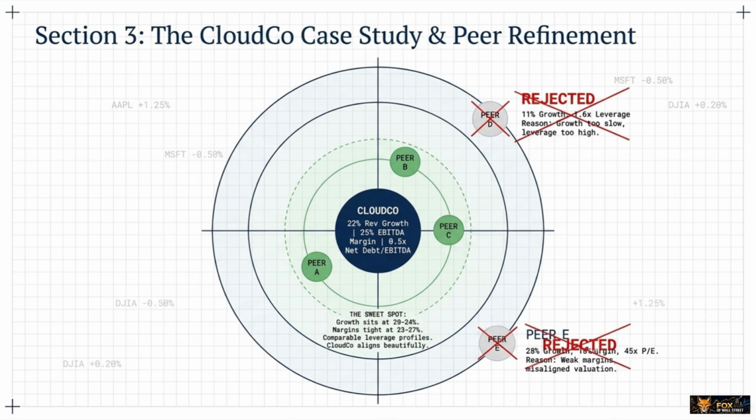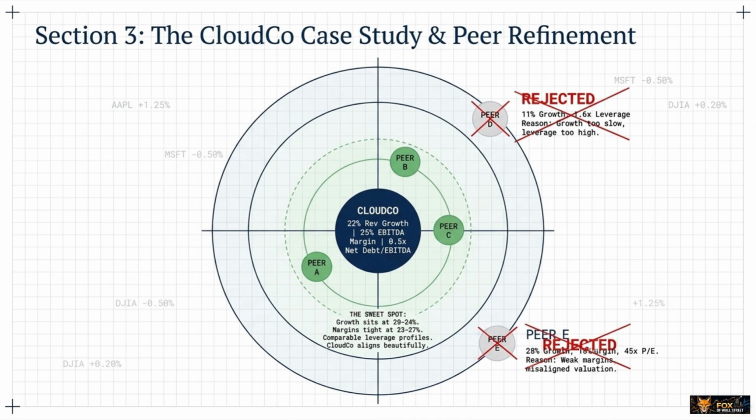But take a look at peers A, B, and C. Their growth sits right in that sweet spot around 20 to 24%. Their margins are incredibly tight, between 23 and 27%. Plus, their leverage profiles are highly comparable. CloudCo's economics align beautifully with peers A, B, and C.